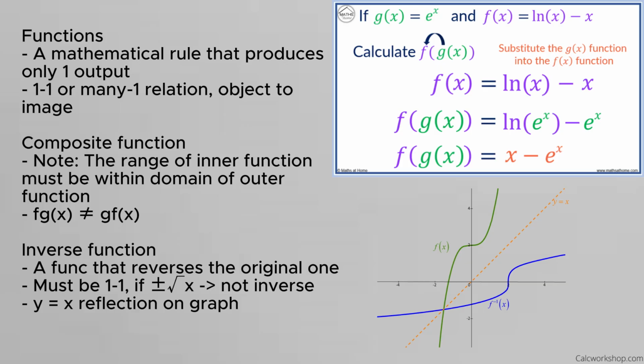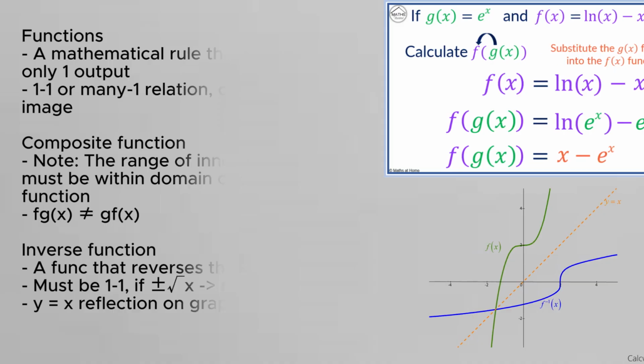As for inverse functions, they are functions that are the reverse of the original one, and this one must be a one-to-one function. And if there's a one-to-many function, like square root of x with a plus-minus at the front, then that function does not have an inverse. The inverse function is a reflection of the graph in the line y equals x.